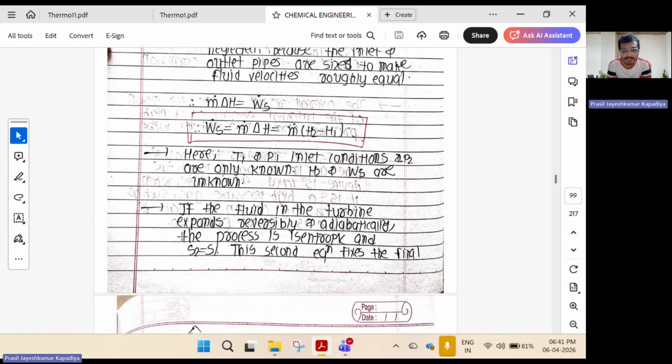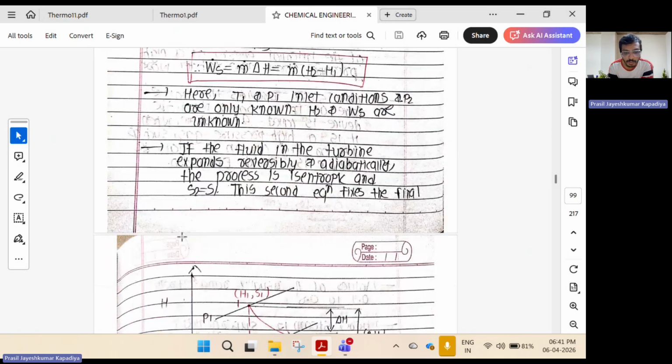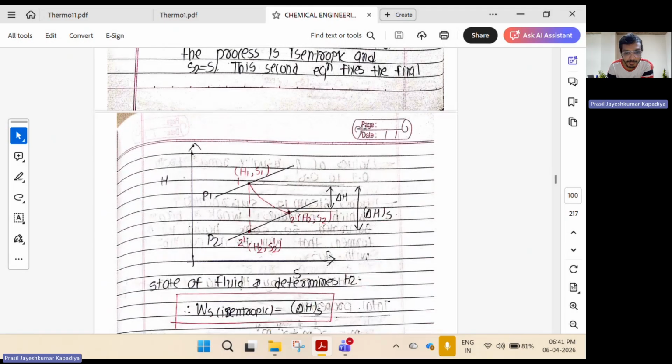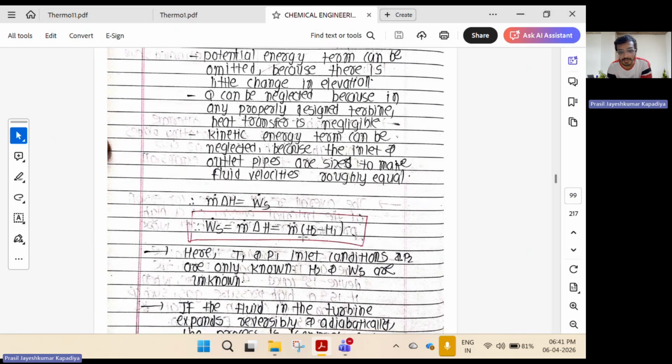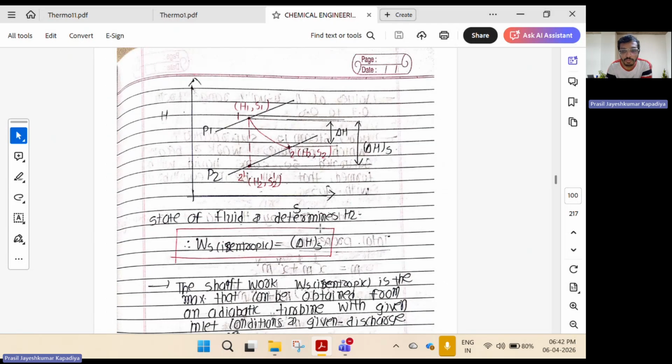So if the fluid in the turbine expands reversibly and adiabatically, the process is isentropic. So we have this process at P1 we have H1 S1 and at P2 we have H2 S2. So it is going from P1 S1 to P2 S2. So that is my actual value of delta H. But we don't know what is H2, we don't know what is W. So we have to find some way to establish the H2. So what do we do?